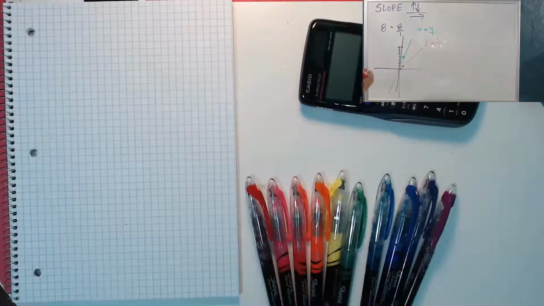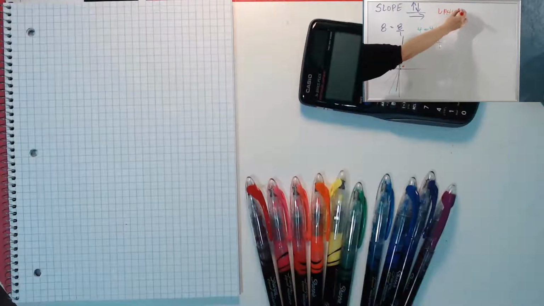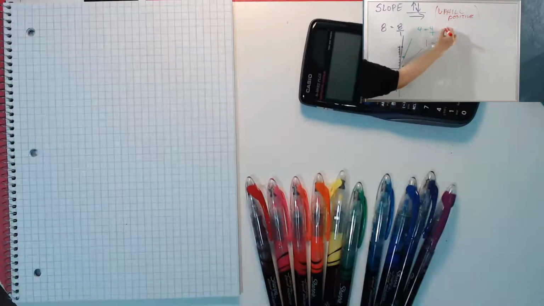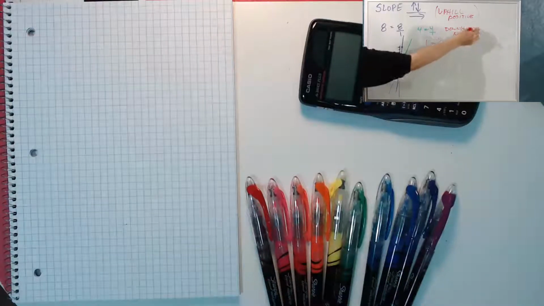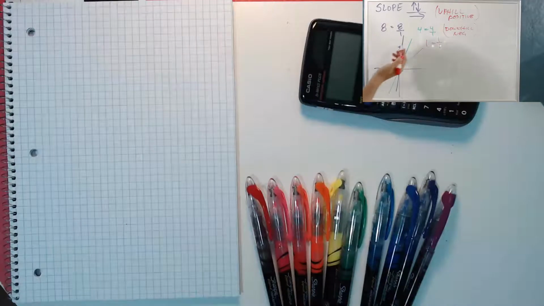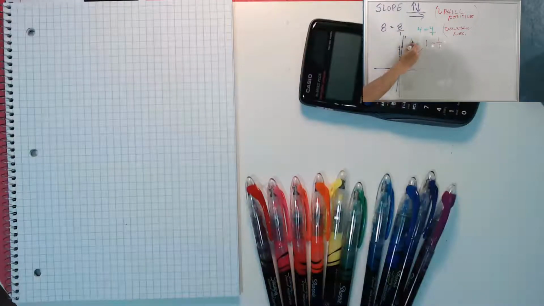Okay. Now all of these slopes are positive slopes because they go uphill. So this is something you definitely want to write on your extra note page for you to remember. Uphill is positive. Downhill is negative. And that's pretty easy to remember, right? Because if you're going uphill, it's positive. If you're going downhill, it's negative. So these are all positive slopes.